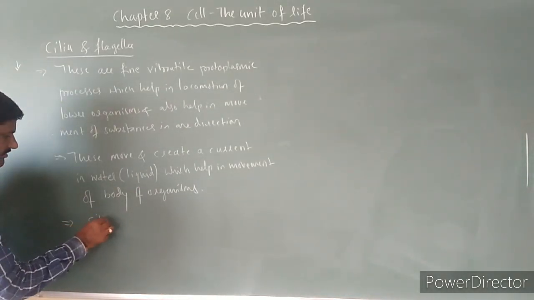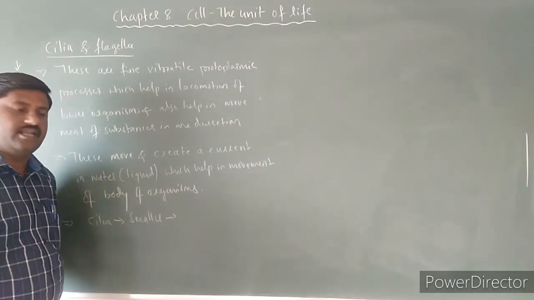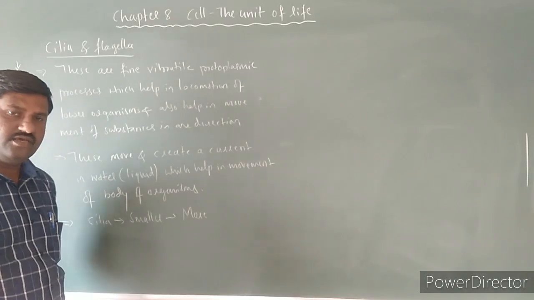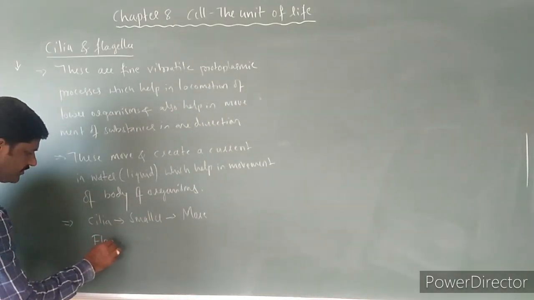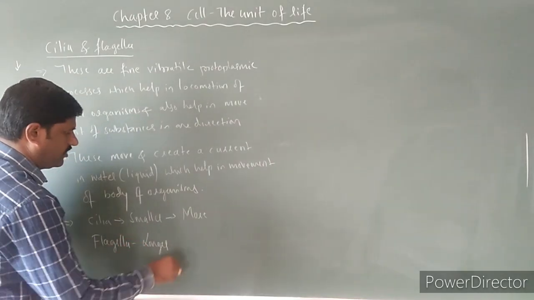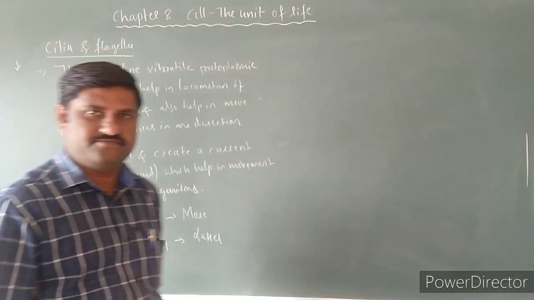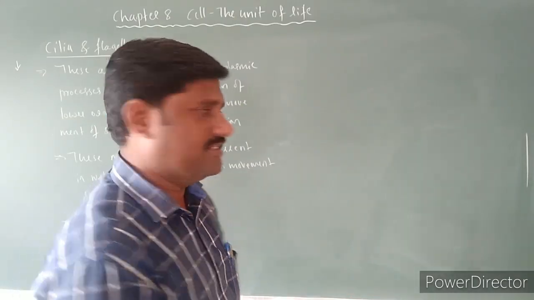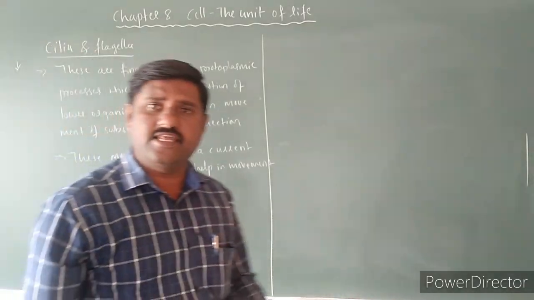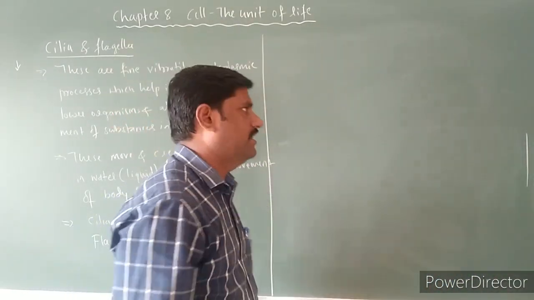So cilia are smaller in size when compared to flagella. They are smaller in size and they are more in number. But flagella are longer in size. They are fewer than the cilia itself, right? So this is one more difference between these two, right? The size of the cilia is smaller, and the size of the flagella is a little longer than the cilia, right?